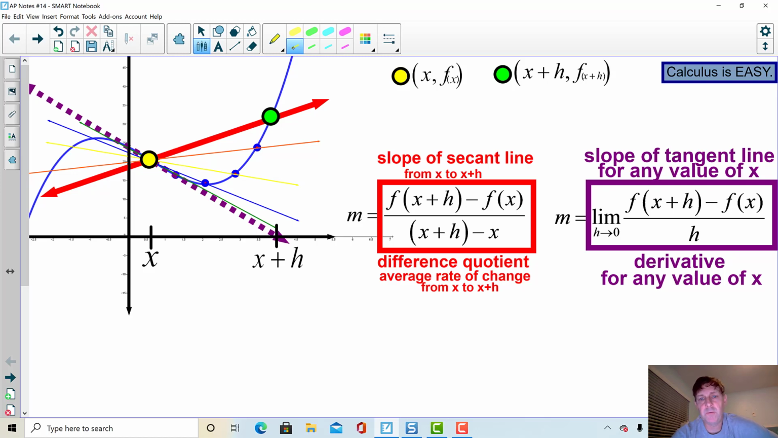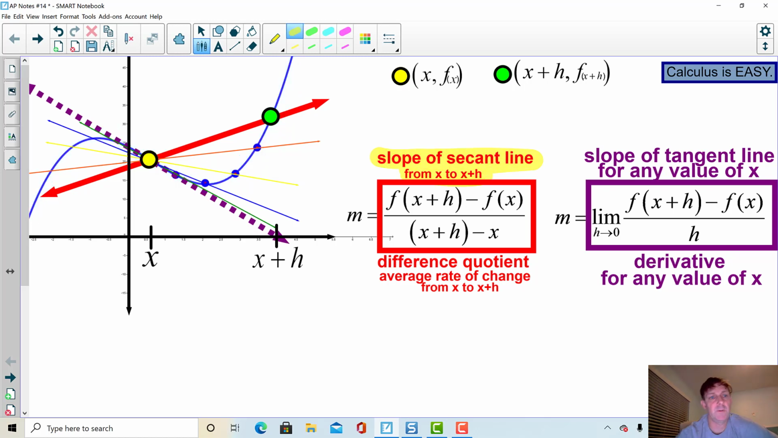Okay, we're going to start with a review because this is probably one of the most important things that we learn all year. The first thing is our function is actually this curve right here. That's our function. The red line is what we're calling a secant line, and the slope of that red line is what we have here in this red box.